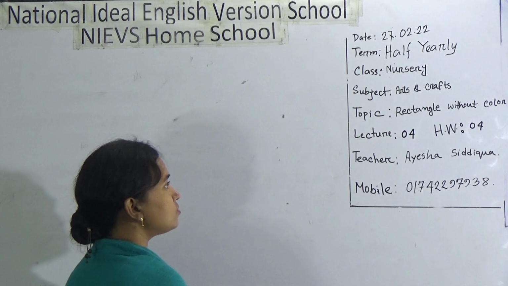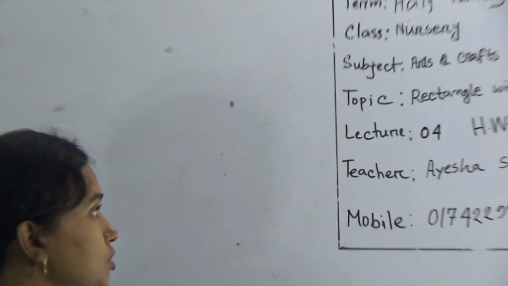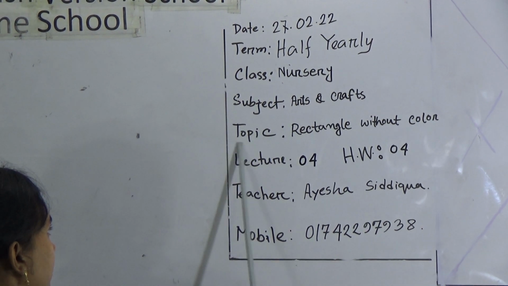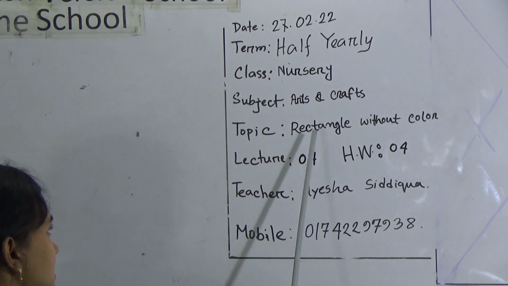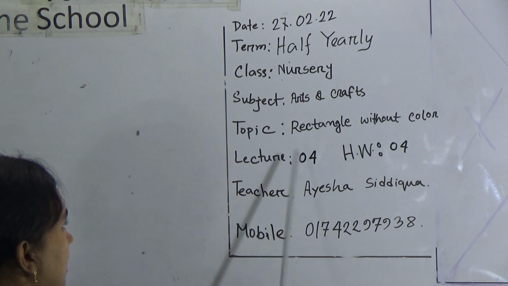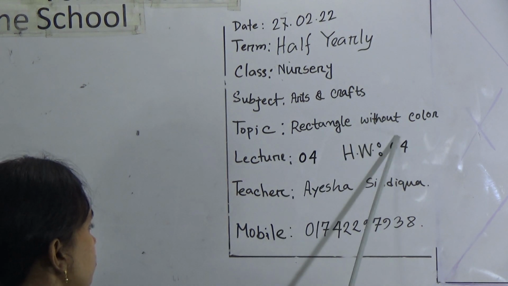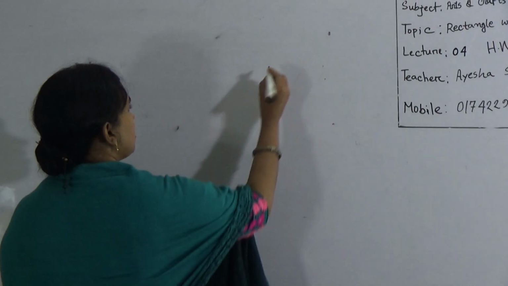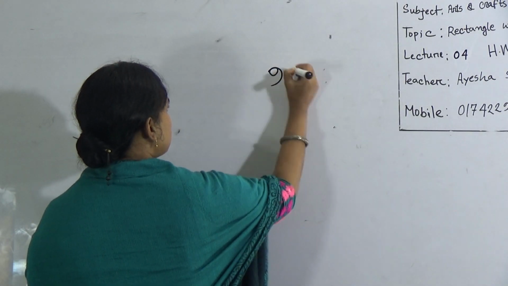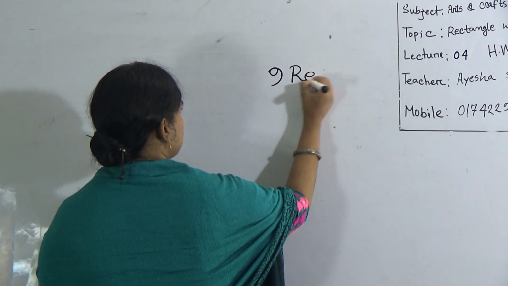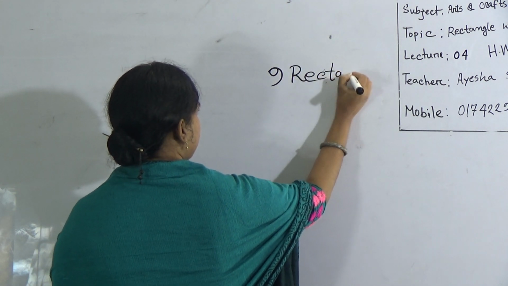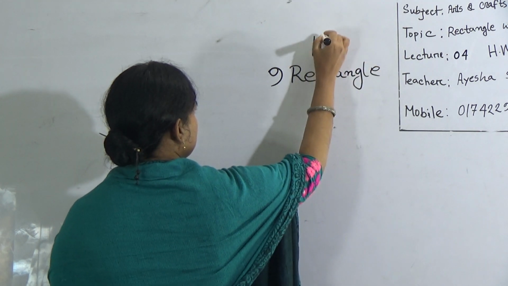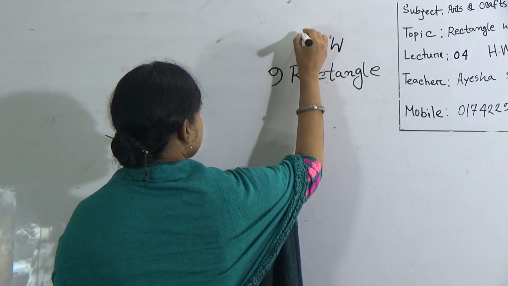So student, when you submit your SW or do your SW, you will first write down your topic name like this: RECTANGLE, rectangle without color. So 9 rectangle is your HW. So HW is 9 rectangle.